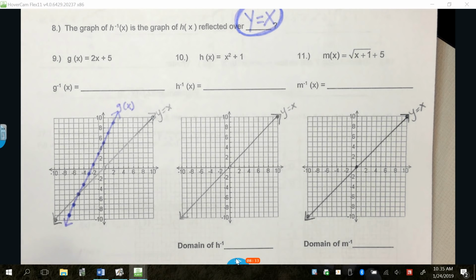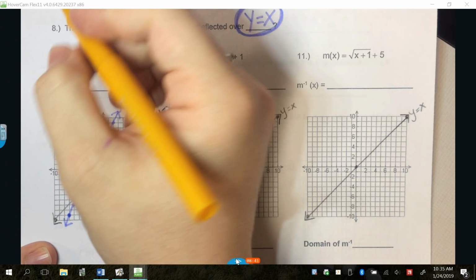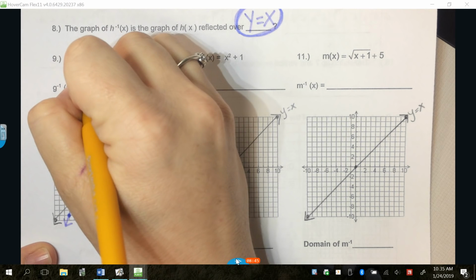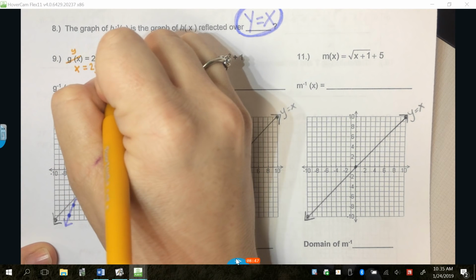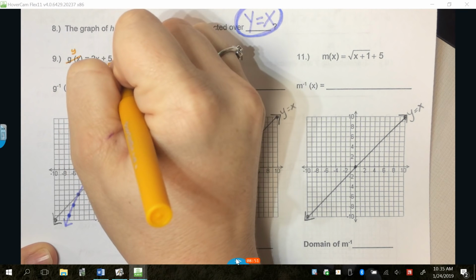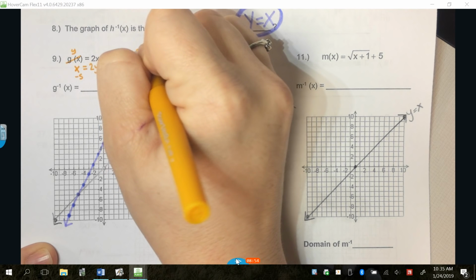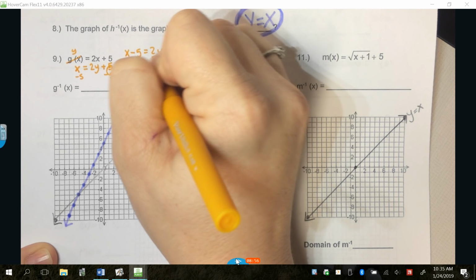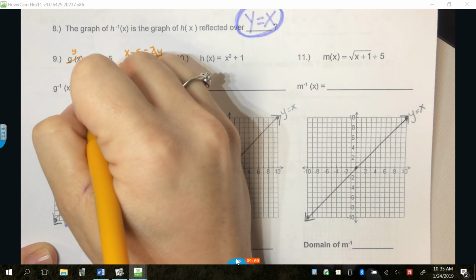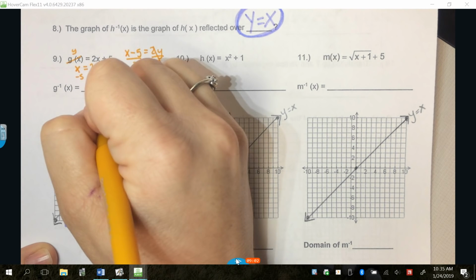So my inverse, sorry, I'm looking for my colors. I'm going to do this color if we can see it right. Okay, so this is the same thing as saying y. X equals 2y plus 5. So subtract 5 from both sides. Bring it over here. X minus 5 equals 2y. Divide both sides by 2. And I'm done. Okay. So it's x minus 5 over 2.